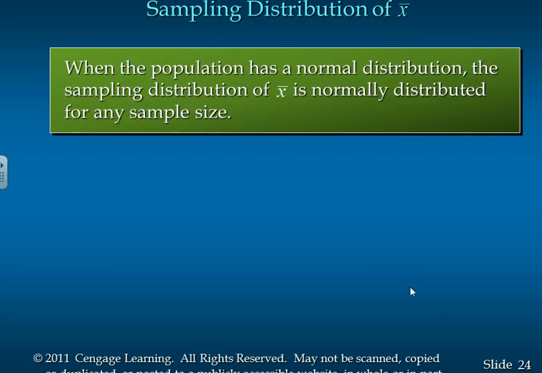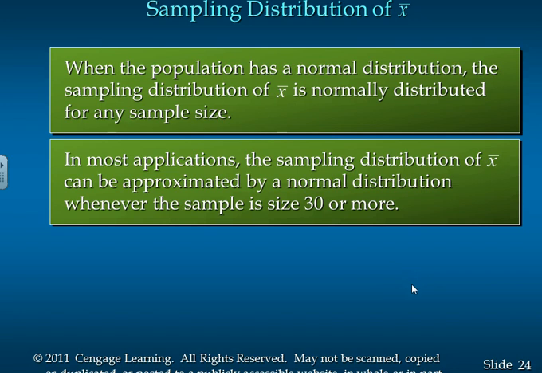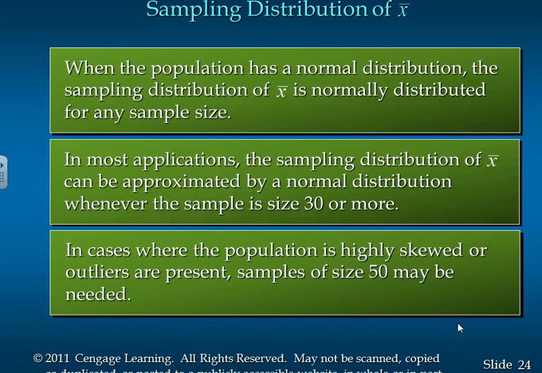When the population has a normal distribution, the sampling distribution of X bar is also normally distributed. Oh, let's hope so. So as long as my sample size is 30 or bigger, if I have a normal distribution in the general population, my sampling distribution will also be normal. Isn't that nice? If I'm slightly skewed and I have outliers present, then I'm going to need at least 50 samples before I can say that.